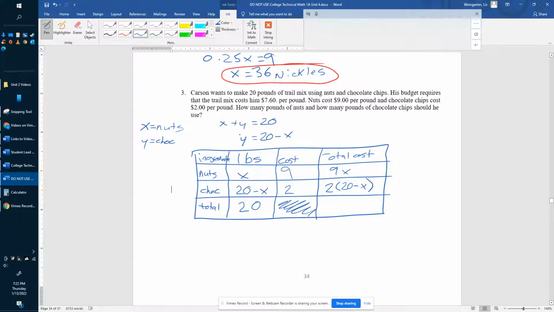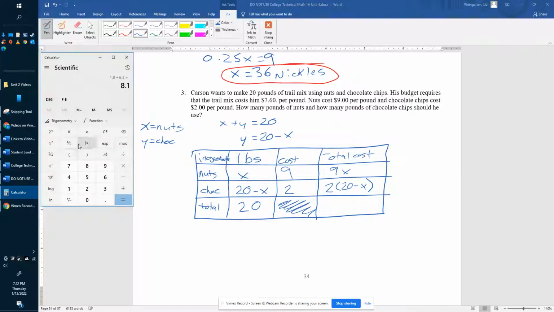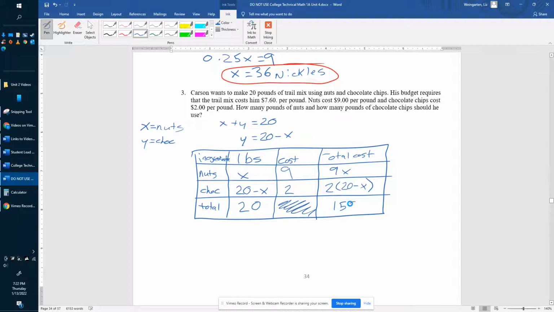Now the total cost he wants is $7.60 per pound, but he wants to make 20 pounds. So $7.60 times 20 pounds equals $152 as a total cost. And we could have put the cost here, the total cost that he wanted per pound. We could have said $7.60 because we were multiplying across, and we did multiply 20 times 7.6.